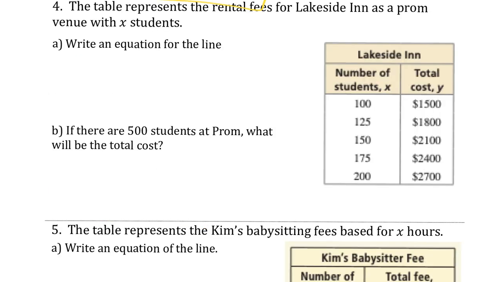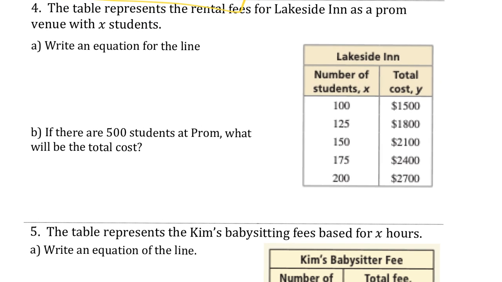Okay, now let's look at a table. The table represents the rental fees for Lakeside Inn as a prom venue with x students. Write an equation for the line. So they gave me a bunch of ordered pairs, 1, 2, 3, 4, 5 ordered pairs. Okay, I want to find the slope first because they did not give me the slope. You can use the slope formula again, or you can do the change in y over change in x. I'm going to do the change in y over change in x.